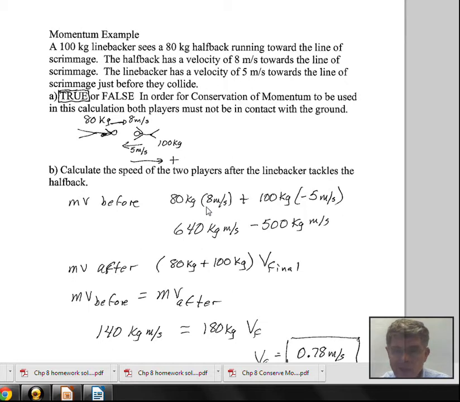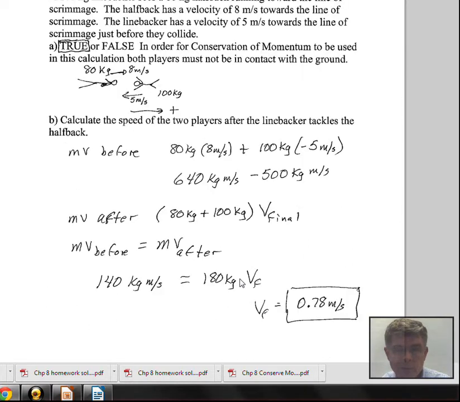So we have the halfback, we have the linebacker. Notice that the linebacker's velocity is negative. I'm taking positive to be the direction that the halfback is moving. So we do have a net momentum before the collision takes place, 140 kilogram meters per second. Afterwards, there's just a single object. So we add the two masses together, the two players, and we want to calculate what's the final velocity. Well, we've calculated the momentum before the collision, 140 kilogram meters per second.